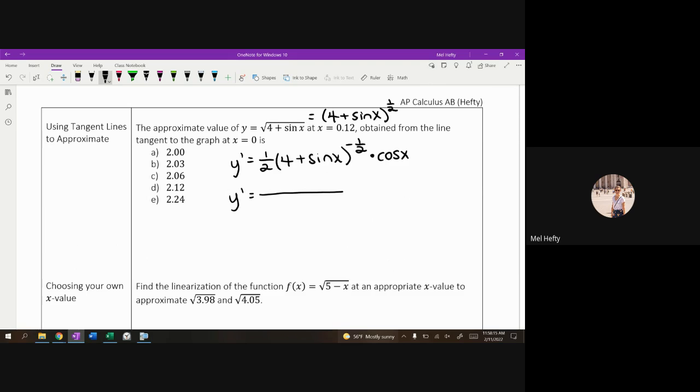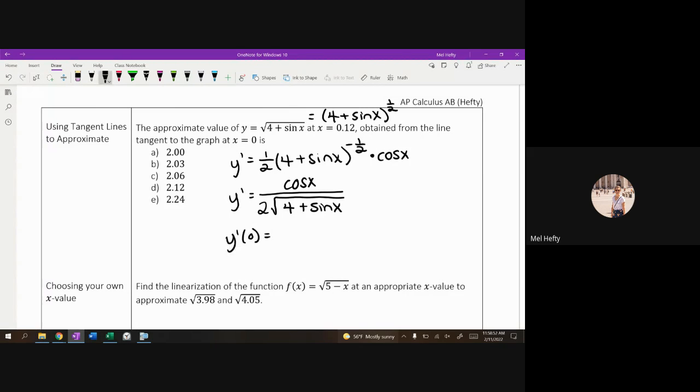Do you guys get a number? All right, I was gonna keep the 2 down here. I'm gonna move that stuff to the 1/2 to the bottom. I'm also gonna take advantage of 1/2 meaning square root. So I'm gonna throw that as a square root on the bottom of my fraction. So square root of 4 plus sine x. Yeah, because of the negative exponent. Now I have to plug in 0.